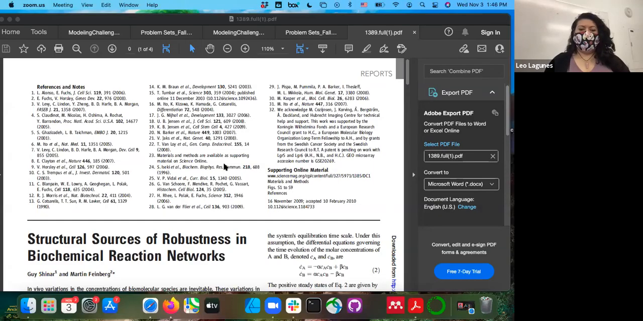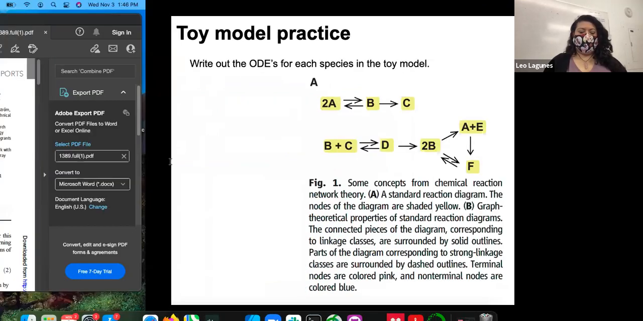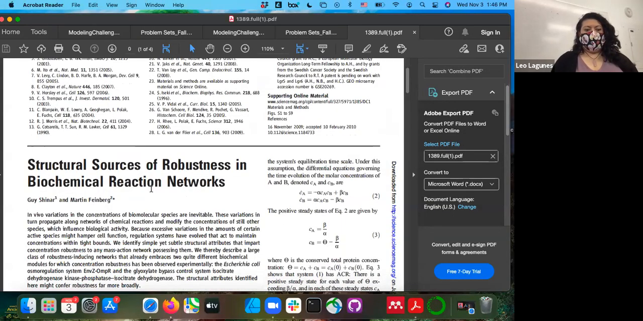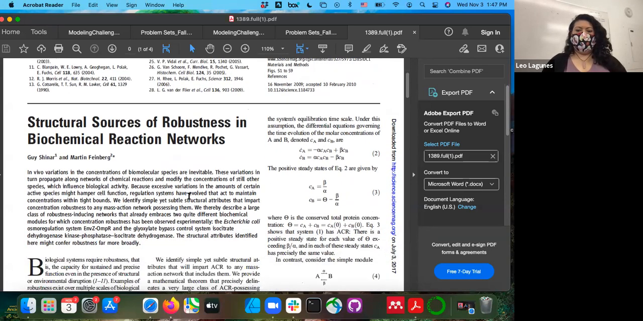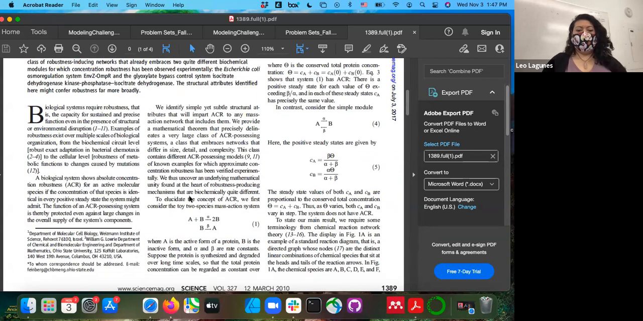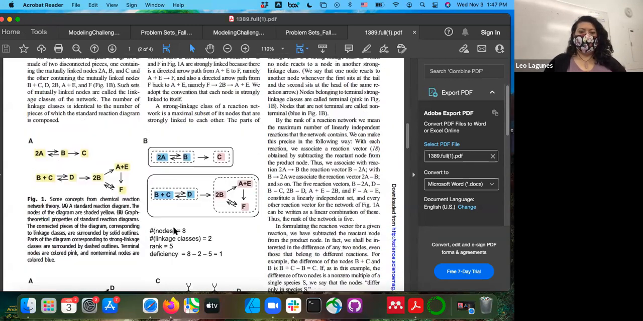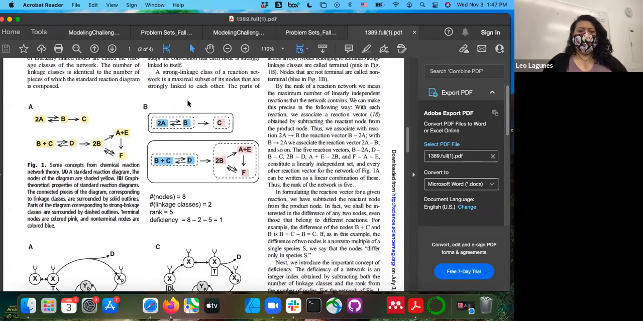And I wanted to show you where this toy model comes from. So this toy model actually comes from a paper by the Shinar-Feinberg group. And in this paper, they go through basically all of the theory you'd ever need for chemical reaction network theory. And here's the toy model here.